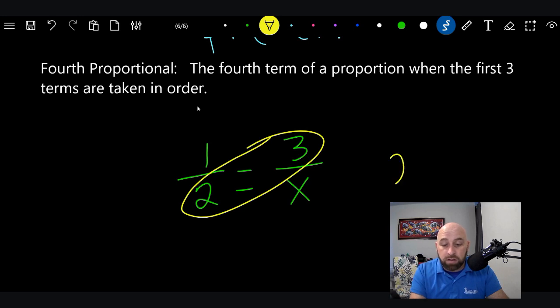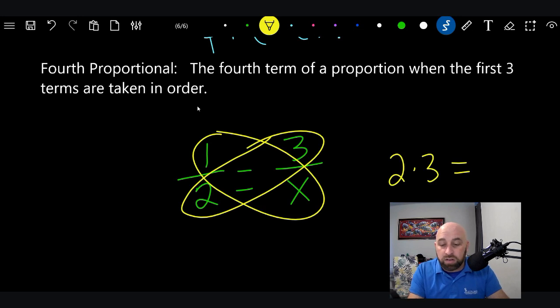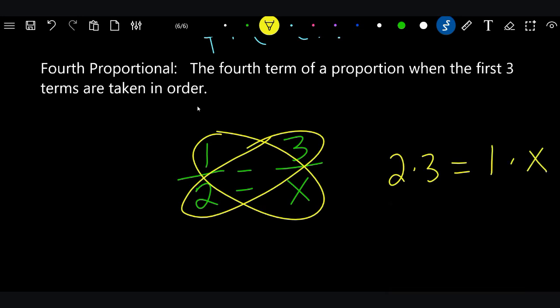There it is. 2 times 3 equals the extremes. 1 times x. 2 times 3 is 6. 1 times x is x. 6 equals x. So our answer, our missing fourth proportional, is 6. So to find our missing number, just do means equals the extremes, and you will get the right answer. Well, if you do your math right, you'll get the right answer.